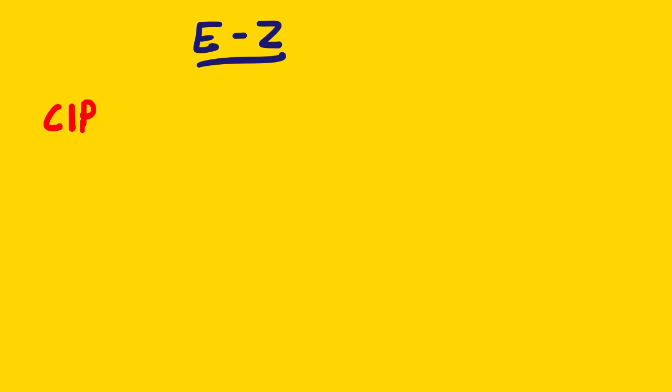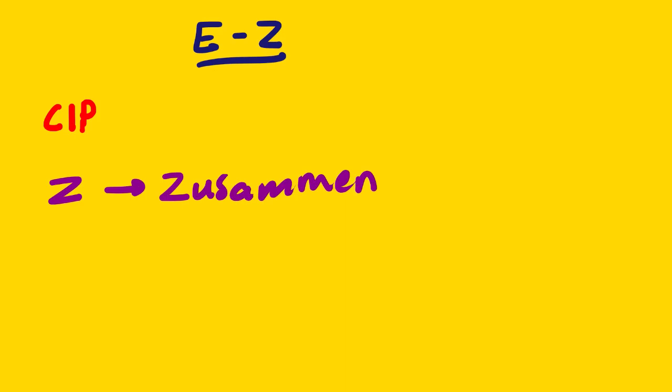Before we look at the set of these rules, the CIP rules, let us look at E and Z. Z is a derived letter from a German word which means zusammen. But for the sake of mastering, we can say zusammen.